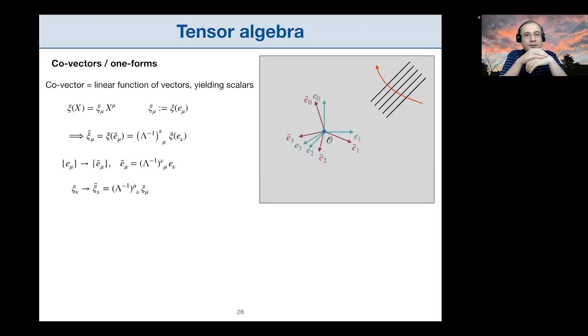So what is the transformation law for this type of object? We know that psi of x is supposed to be psi_mu x^mu. What happens when we change our frame? Well, we have to pass to psi tilde, being psi on our boosted vectors. That means we have to apply lambda to minus one to every one of these vectors, which in turn means that the components psi_nu of a one-form or of a covector transform by multiplication with lambda to minus one. This is pretty much the transformation law.